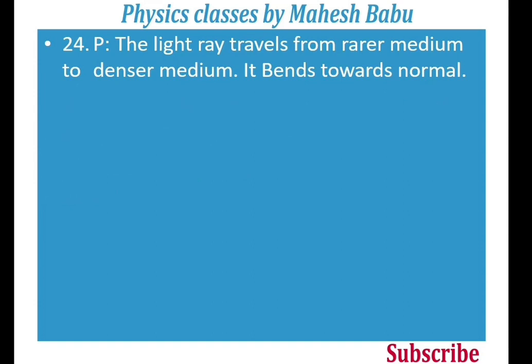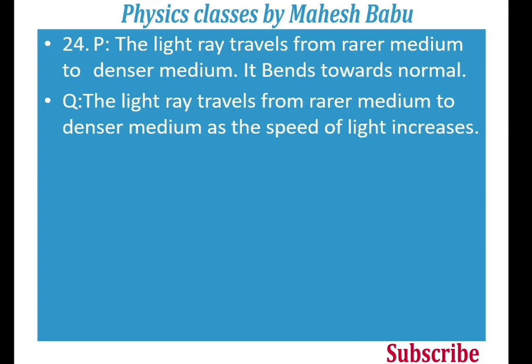Next, given statements. P: the light travels from rarer medium to denser medium, it bends towards the normal. When light travels from rarer to denser medium, it bends towards the normal. It is a correct statement. Next, Q statement: when a light ray travels from rarer medium to denser medium, the speed of light increases. No, the speed of light decreases. Now P statement is correct. Only P is true, Q is false.